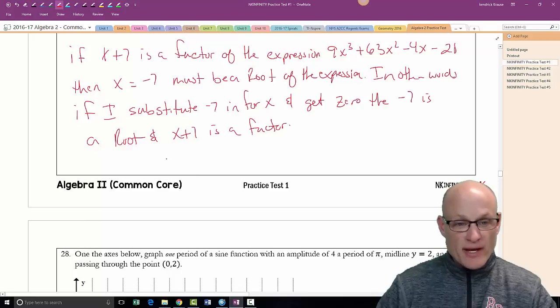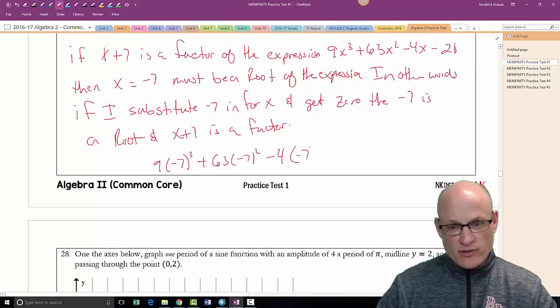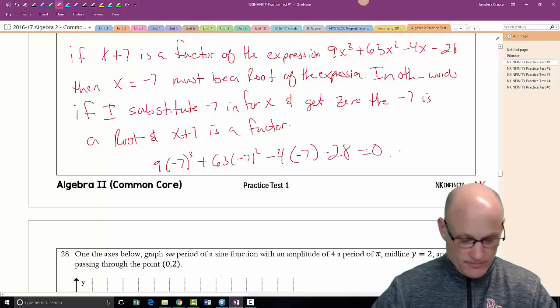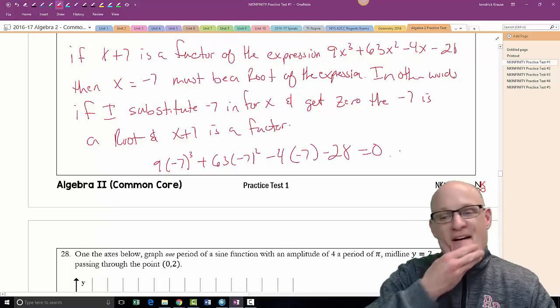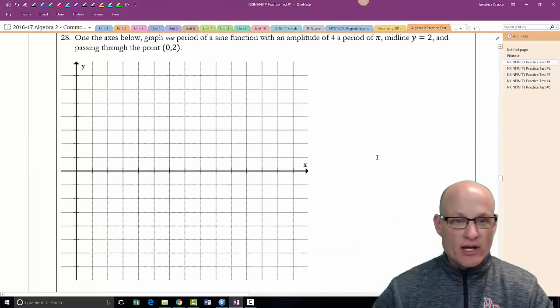And then you should show your math. 9 times negative 7 cubed plus 63 times negative 7 squared minus 4 times negative 7 minus 28. And you show that equals 0. Boom, there you go. Done. Something to that effect, and you would have gotten full credit. All right, let's move on to a little bit of trigonometry.